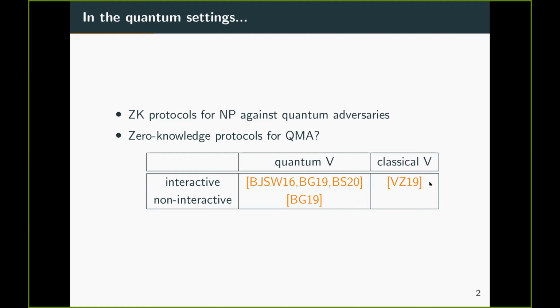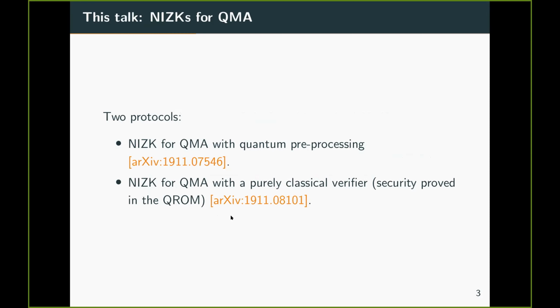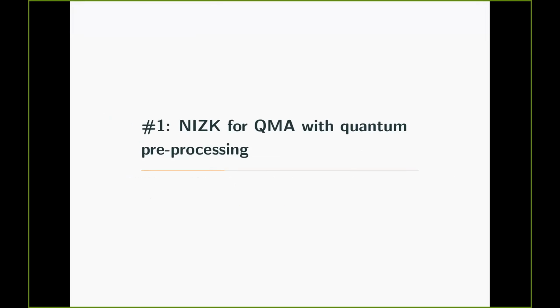With a purely classical verifier, Vidick and Zhang in 2019 gave an interactive protocol for QMA, which uses ideas from Broadbent, Ji, Song, and Watrous and the Mahadev protocol. So it leaves open whether you can have a purely classical verifier and a non-interactive zero-knowledge for QMA. In this talk, I'm going to talk about two protocols where the only message from the prover to the verifier is classical. In the first protocol, I'm going to talk about NIZK for QMA with a quantum preprocessing phase. And in the second protocol, I'm going to talk about NIZK for QMA with a purely classical verifier, and the security holds in the quantum accessible random oracle model. So the first part is NIZK for QMA with quantum preprocessing.